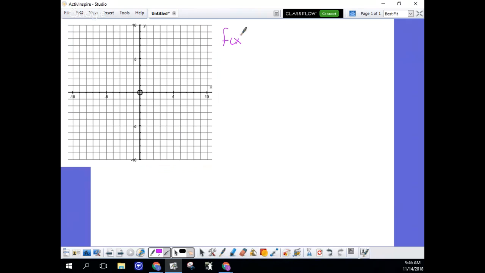Let's do f of x equals negative 2x squared plus 4x, and then minus 10. No, minus 9. Minus 9. Okay, so we need the vertex, we need the y-intercept, and then we need the x-intercepts.